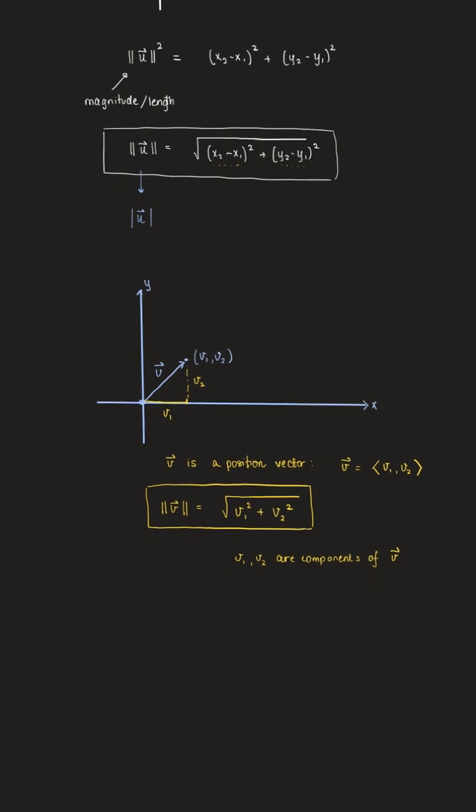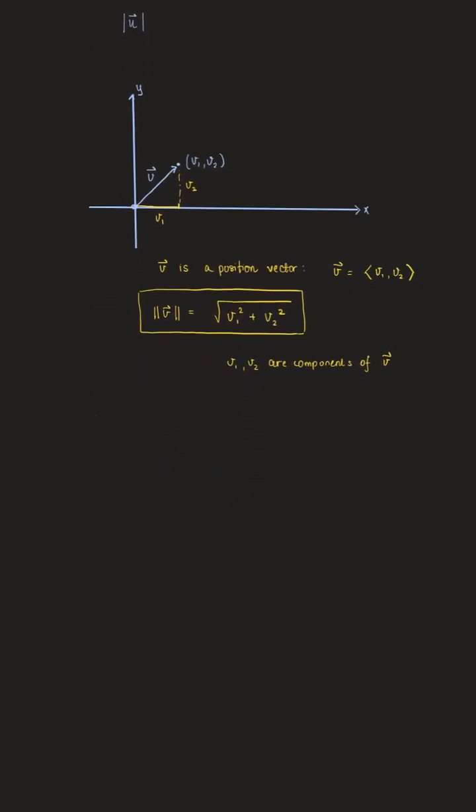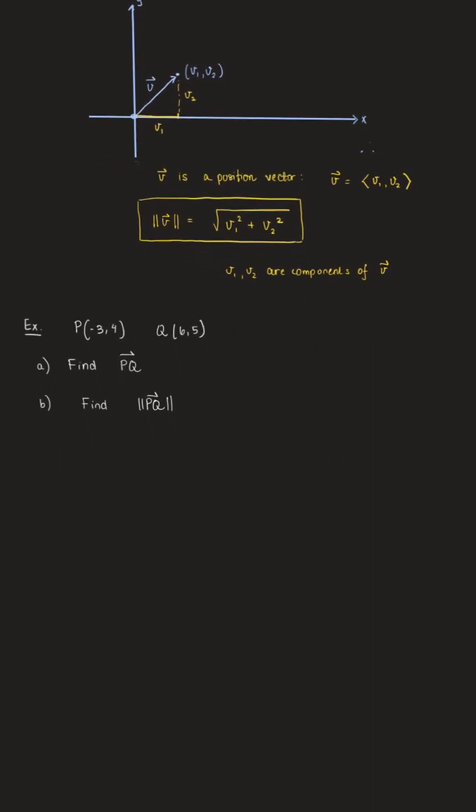Let's do one quick example and then we'll wrap up this video. All right, so suppose that P is at the point -3, 4, and Q is the point 6, 5. Let's find the position vector PQ. We'll do that first. And secondly, let's find the magnitude of PQ. We'll do that second.